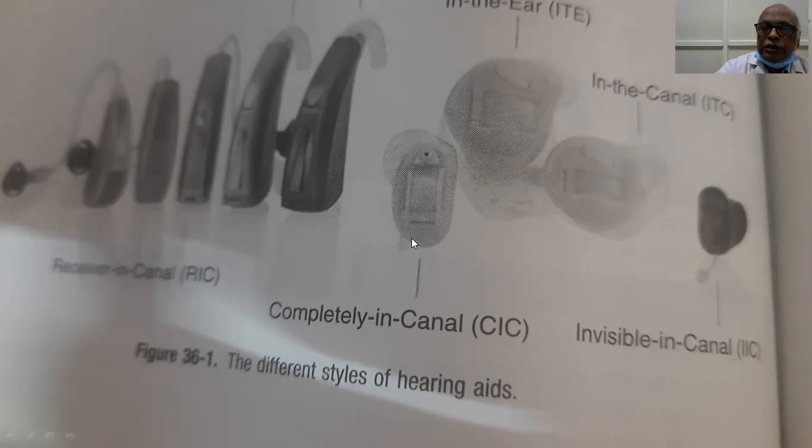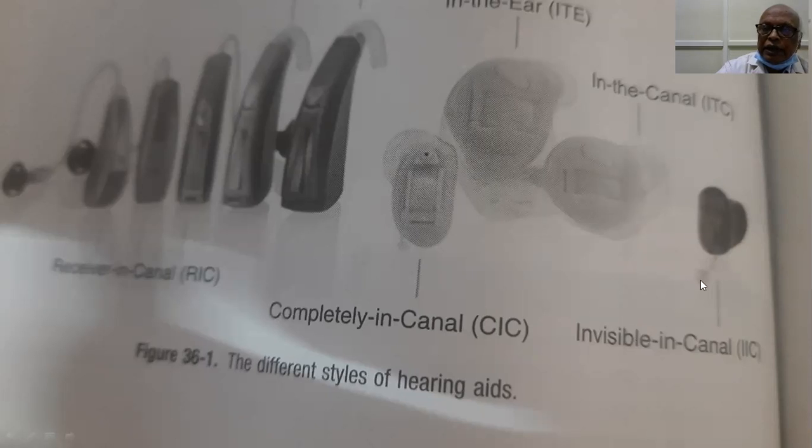Now, you can see these are the in the canal hearing aids. These are the in the canal hearing aids, just like a button. They are in the canal hearing aids. But there are what are known as invisible in the canal.